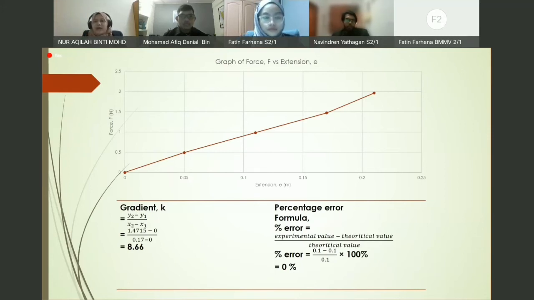That is our theoretical value. Okay, for the experimental value, which is what we have done, we got the same value, which is 0.1 meter. After calculating the percentage error, we got 0% error. So that's all from me for calculation. Moving on to the next person.